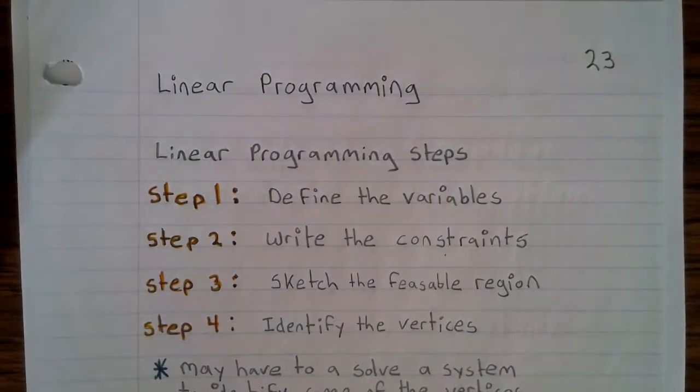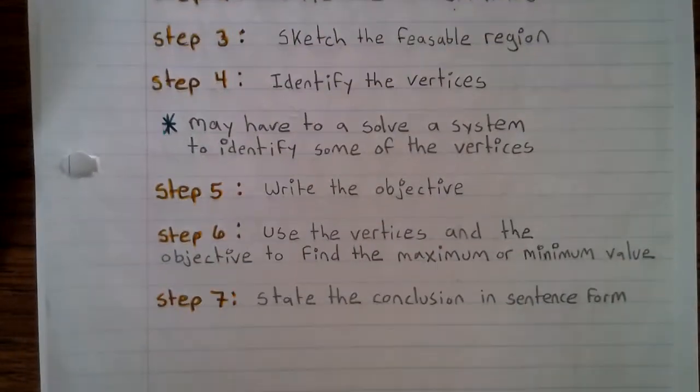Linear programming, page 23. Linear programming steps. Step 1, define the variables. Step 2, write the constraints. Step 3, sketch the feasible region. Step 4, identify the vertices. All right, you may have to solve a system to identify some of the vertices.